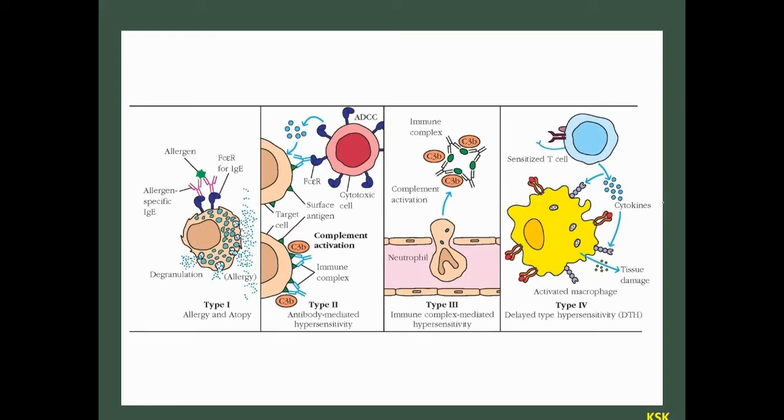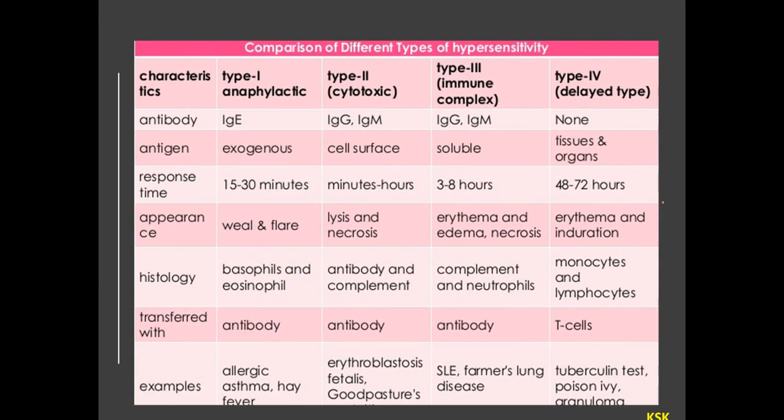These are the various figures of the type 1, type 2, type 3 and type 4 hypersensitivity reactions. This is the comparison of the different types of hypersensitivity reactions, their characteristics, for type 1, type 2, type 3 and type 4. And this is about the antibodies. See, type 1 is mediated by immunoglobulin E, whereas type 2 is mediated by G and M. Type 3 is also mediated by G and M, whereas type 4 is not mediated by any antibody. It just causes the release by the antigens, which causes the activation of the macrophages and the release of lymphocytes.